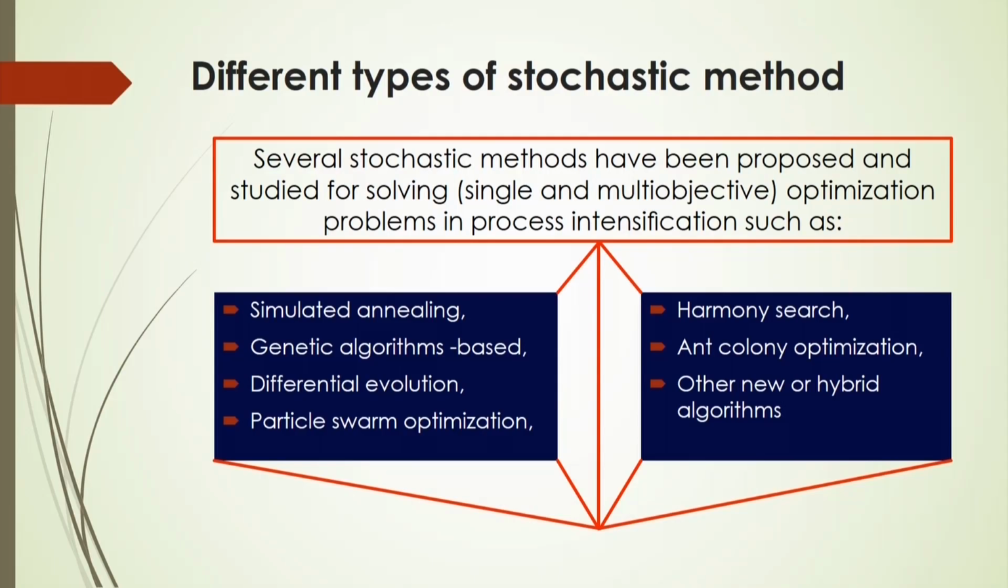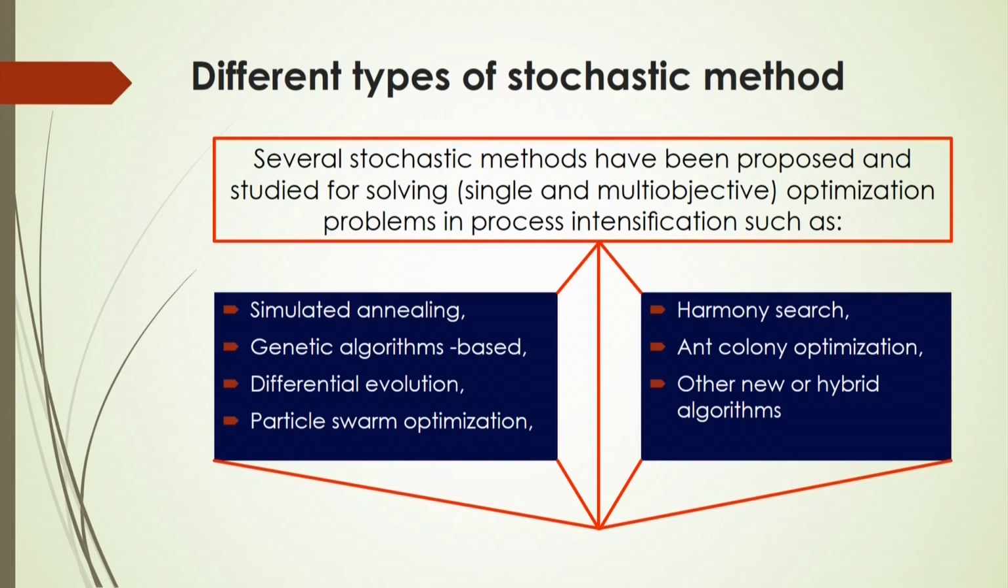So, what are the different types of stochastic methods that you have to know? Several methods based on stochastic considerations have been proposed. In that case, these methods solve single and multi-objective optimization problems in process intensification.